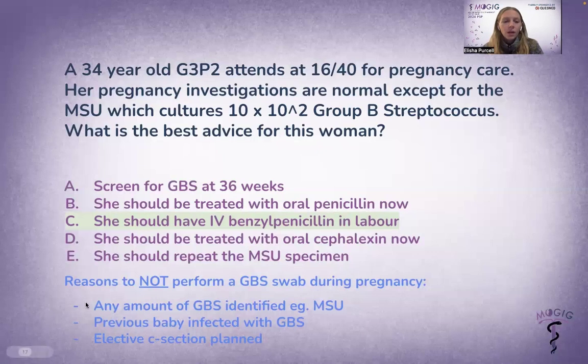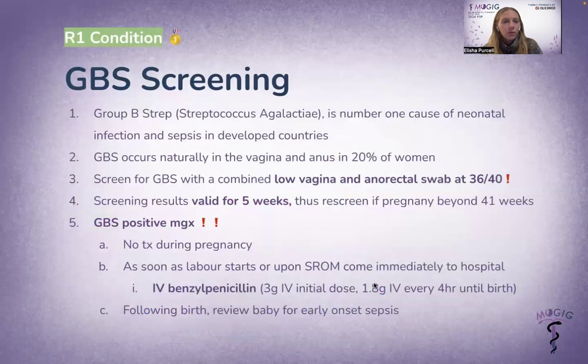I think it's relevant to know when not to perform a GBS swab in pregnancy. So firstly, any amount of GBS identified, such as in midstream urine, having a baby previously infected with GBS, as well as if an elective C-section is planned, because GBS colonizes the anus and the vagina, so if you have a C-section the baby's not going to be affected by that GBS. So hopefully that one was pretty straightforward. GBS screening, it's not a whole lot to remember, but it's a very high yield topic. It comes up a lot.